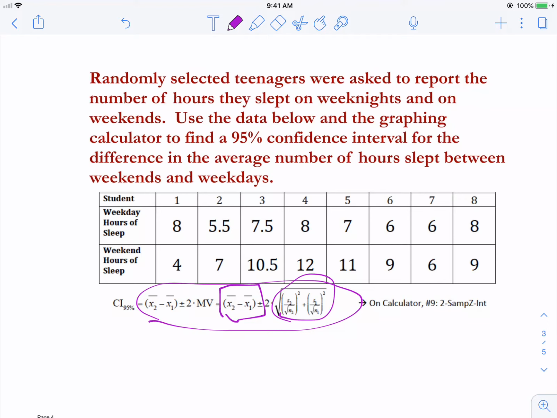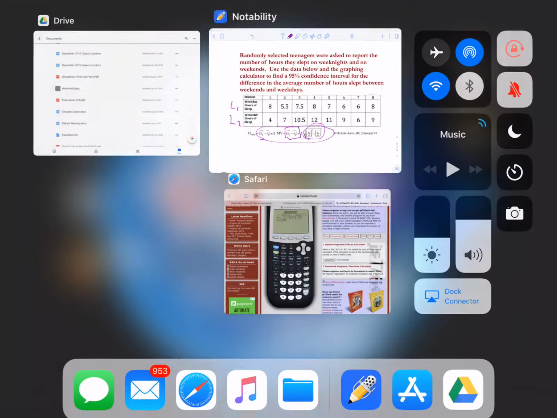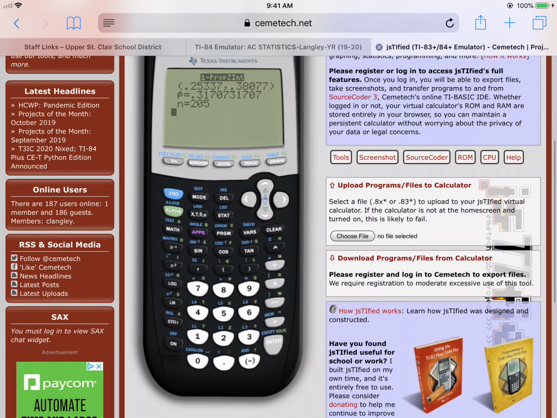Let's go directly to the graphing calculator to have us enter these into L1 and L2. The calculator will find the mean, it will find the standard deviation for us, and it will use both of those to get the confidence interval. So let's go back here. This is a difference of two means. We're comparing two averages to each other. So we're going to go to tests, and we scroll down to number 9. This is a 2-sample z interval.